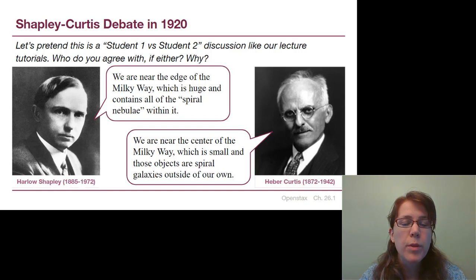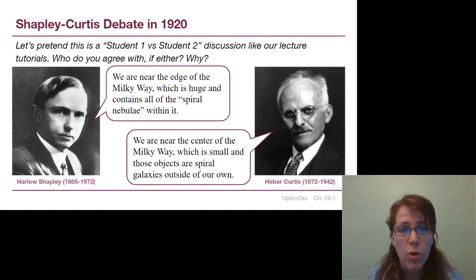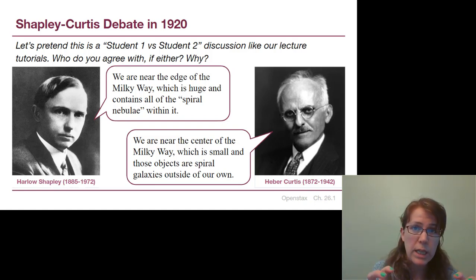But the problem is, in 1920, we just did not have enough observations to be able to fully rule out these two arguments. What we now know, fast forward 100 years, is that we are near the edge of the Milky Way galaxy. Harlow Shapley's map of the globular clusters was a valid map, but all of those spiral nebulae are actually galaxies way outside of our own.